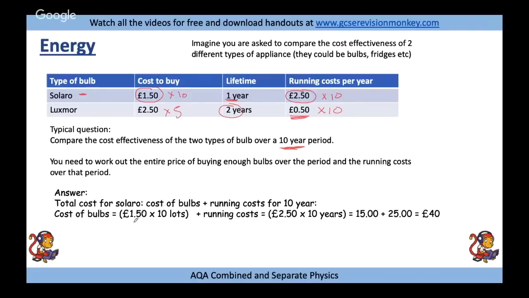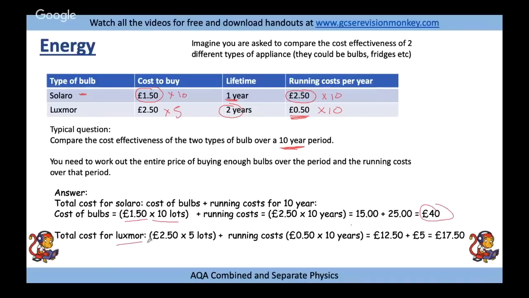So here's my calculations then. Cost of the bulb, £1.50 times 10. You can see up here. Running costs, £2.50 times 10. So I add those 2 values together, making Solaro bulbs cost £40 over 10 years.